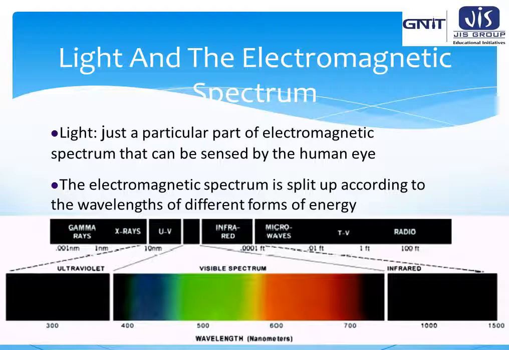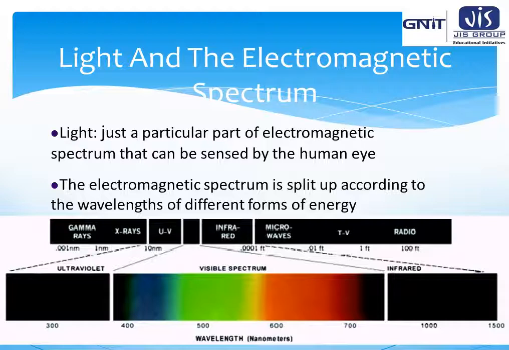So what is light? Light is just a particular part of the electromagnetic spectrum that can be sensed by the human eye. So the particular portion which can be perceived or sensed by the human eye is the visible spectrum, and that can be termed as light.